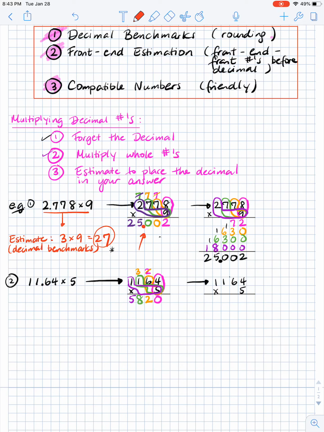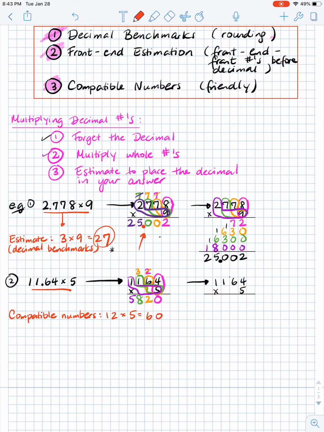compatible numbers. Compatible numbers, I'm going to rely on my 12 times tables or 5 times tables for this. So you could argue this is also decimal benchmarks too, because you would round it up to 12, but I'm going to look at it as compatible numbers. So I know my estimate is going to be 12 times 5. If I look at the original question, I'm looking at it as 12 times 5. I know my answer, therefore, has to be around 60.